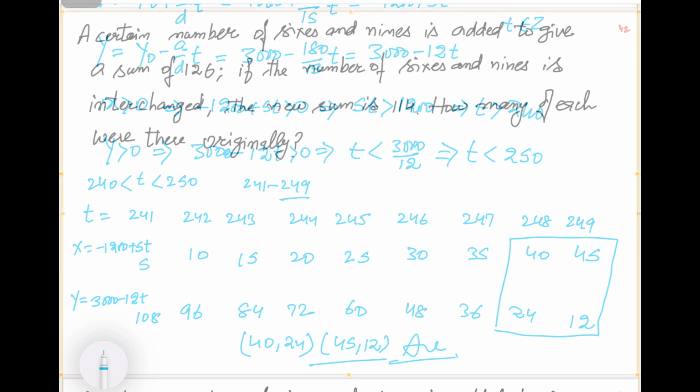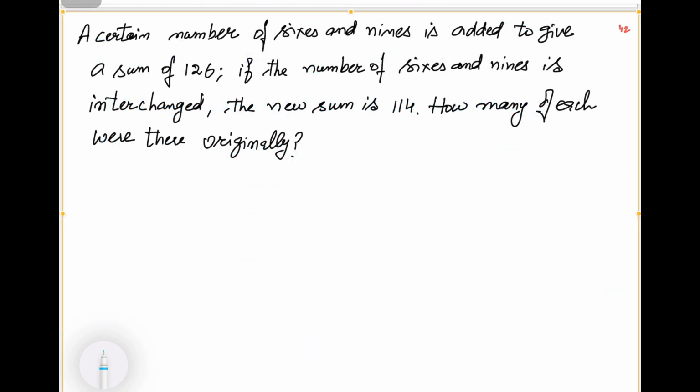Answer. A certain number of 6s and 9s are added to give a sum of 126. If the number of 6s and 9s is interchanged, the new sum is 114. How many each were originally? So we let x be the number of 6s and y be the number of 9s.